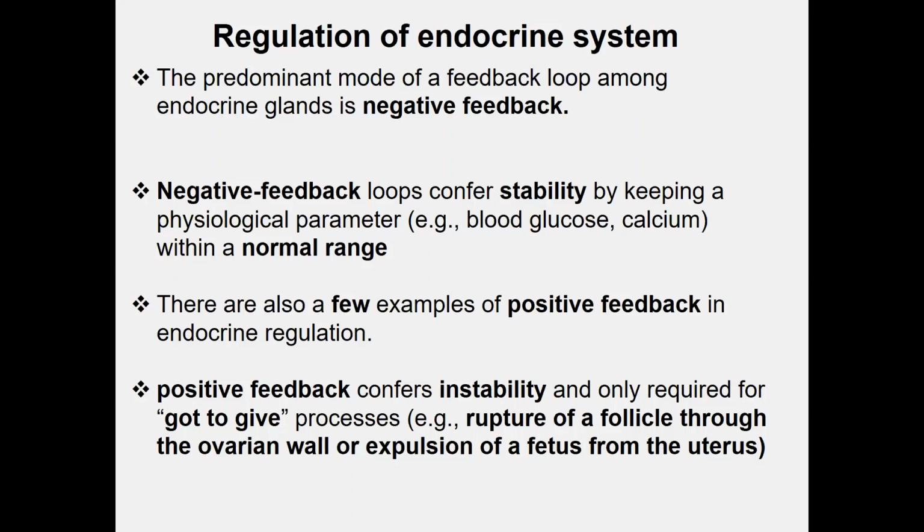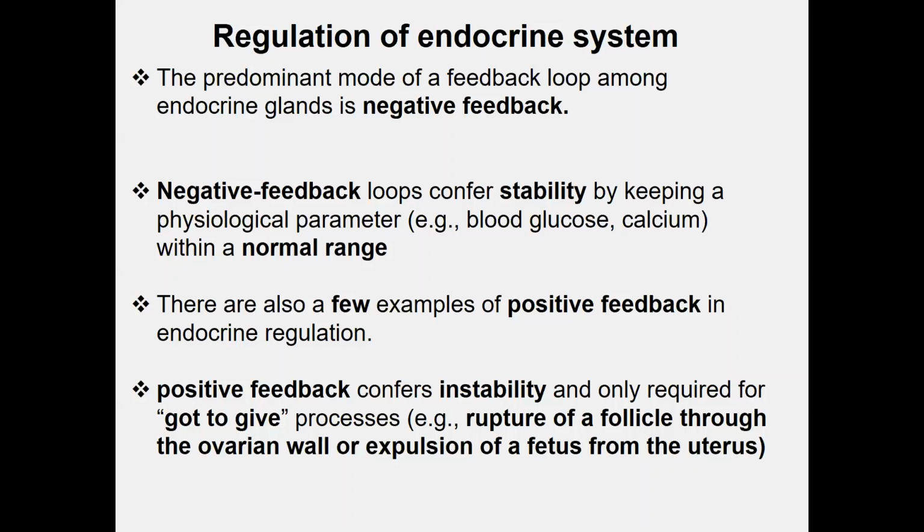Now, why do we need negative feedback in our endocrine system? Negative feedback is important to ensure narrow hormonal levels. It means I don't want too much hormone, and I don't want too little of that hormone. So by this we are stabilizing the level of hormone to meet the required physiological processes.